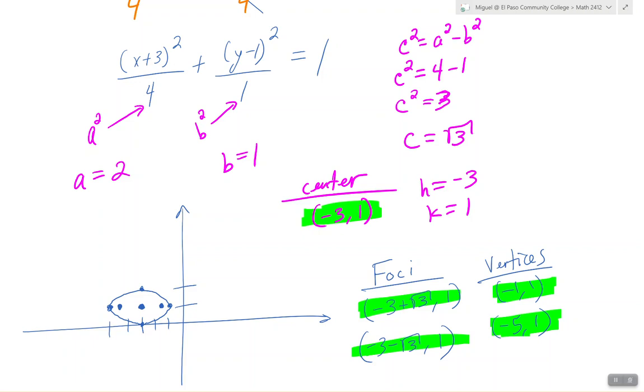And of course, once you have C, you use that by adding it to the center and subtracting it from the center to get the foci. Now, just keep in mind that to find the foci, where you add the C value is going to depend on whether your ellipse is horizontal or vertical, right? Because it's horizontal here, we added and subtracted from the x value. But if it's a vertical ellipse, you're going to add it and subtract it to your y value, okay, to get those foci points.